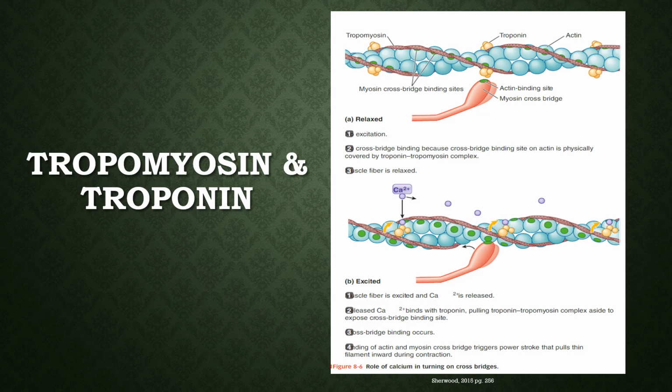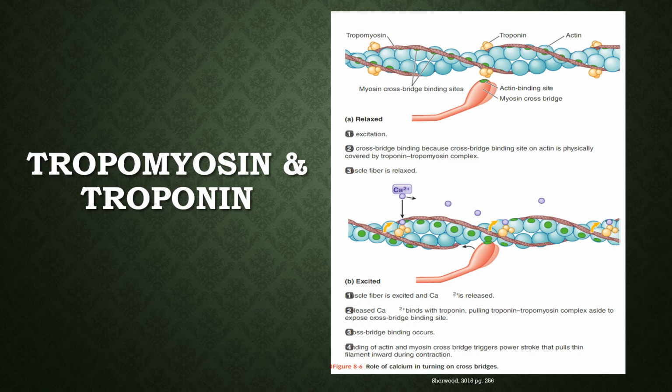So on the bottom here, we can see the image. So the muscle fiber is excited and calcium is released. The released calcium binds with the troponin, pulling the troponin-tropomyosin complex aside to expose that cross-bridge binding site. Binding of the actin and myosin bridge triggers a power stroke that pulls thin filaments inward during contraction. And this image as a whole explains the role of calcium in turning on cross bridges.